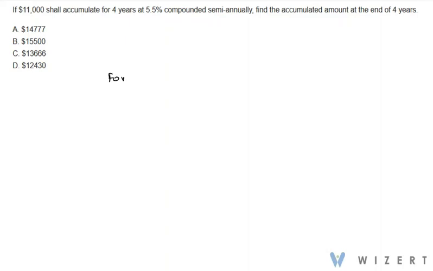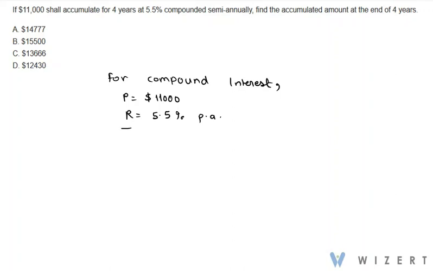So for compound interest, we are given P equal to $11,000, R is equal to 5.5% per annum, T is equal to 4 years, and since it's compounded semi-annually, N equal to 2.